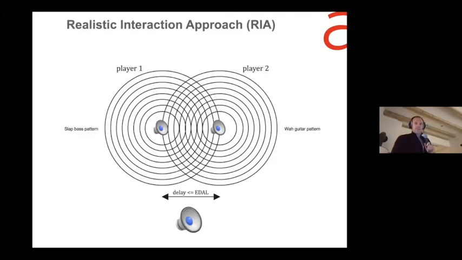Okay, and based on these things, I brought to life some interaction approaches. The first is the realistic interaction approach, where basically the latency is below 25 milliseconds, as if we were in the same room, and there we would have performance conditions as if we were in the same room.